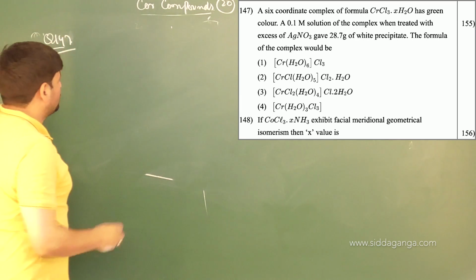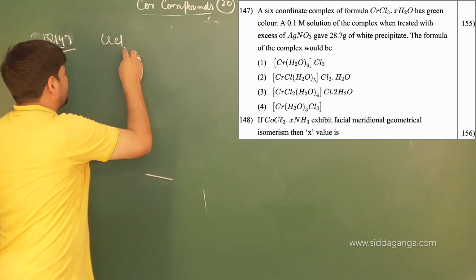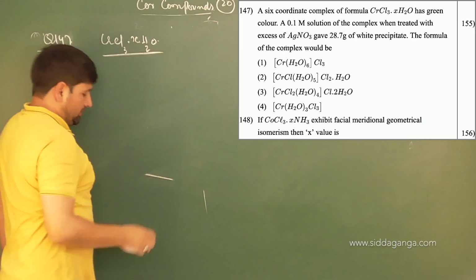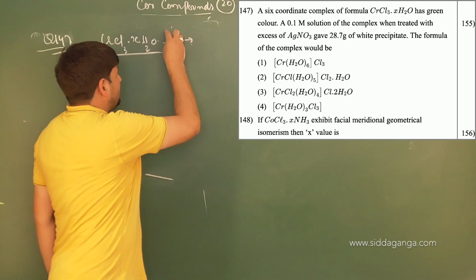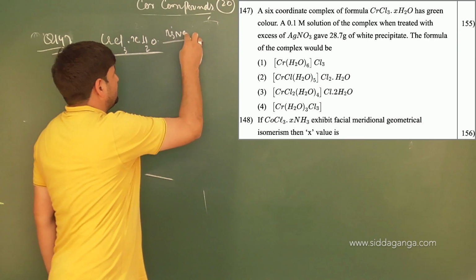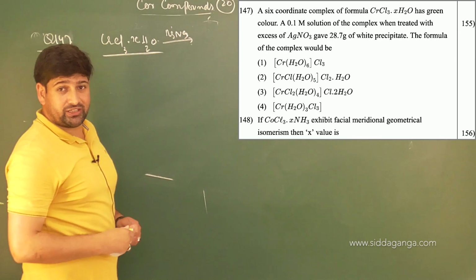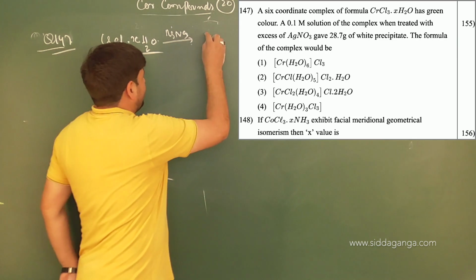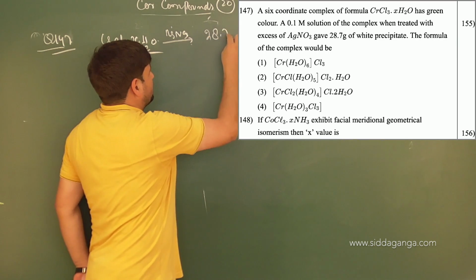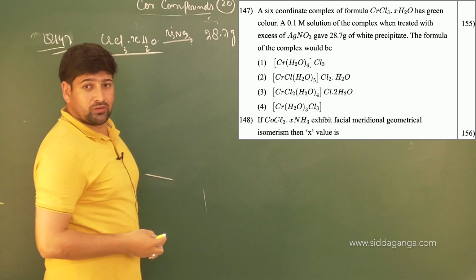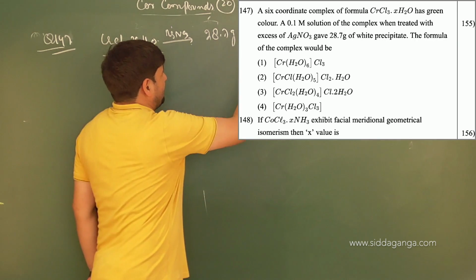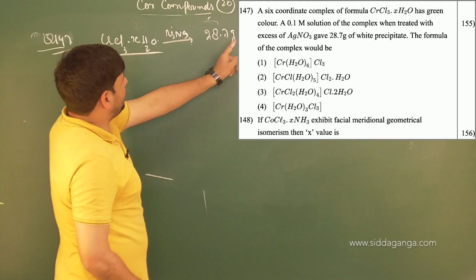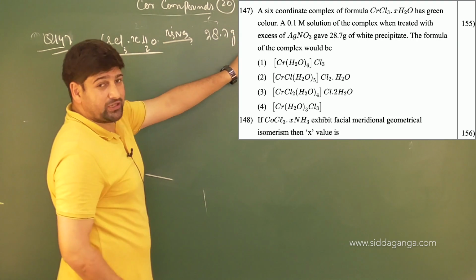Understand it well. So we have a complex CrCl3 X times water. When you are treating this with silver nitrate, AgNO3, but how many moles of it are treated? Treating with silver nitrate, you are getting 28.7 grams of white precipitate. That technically will be AgCl. But we do not know how many chlorines have come out of it. You are getting this much of mass.